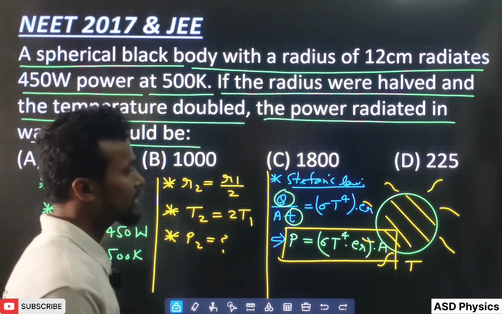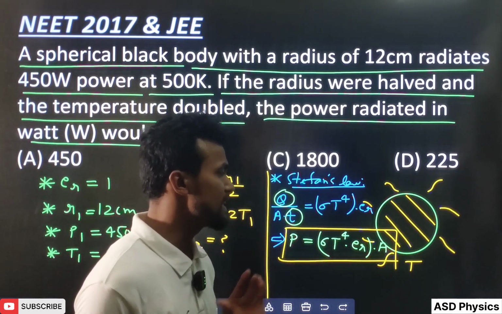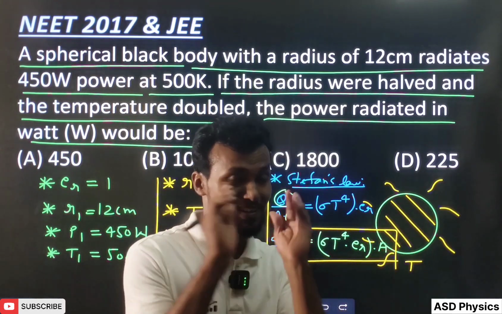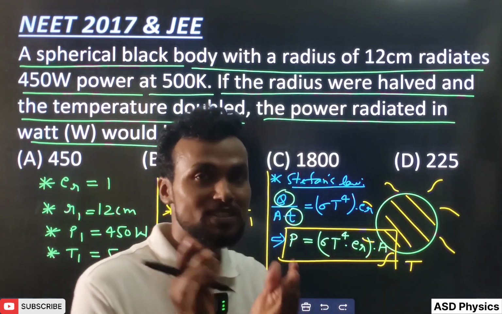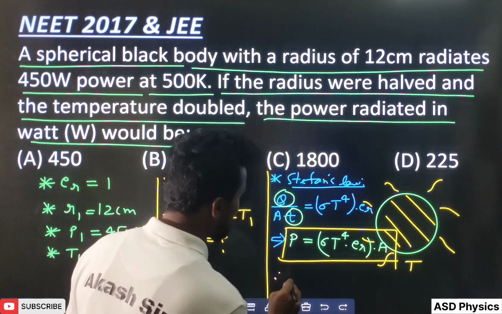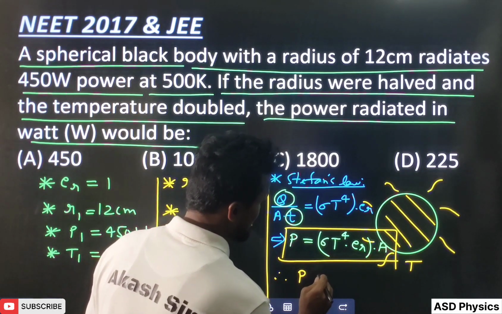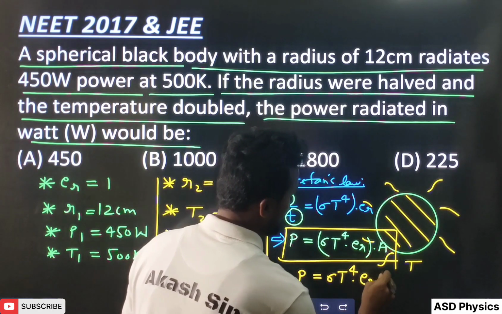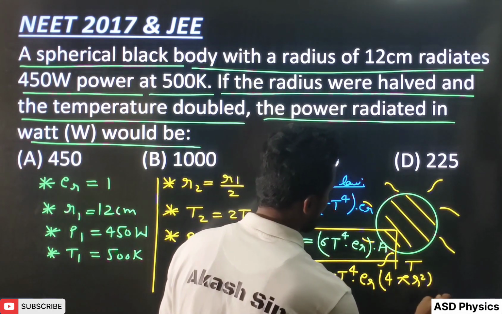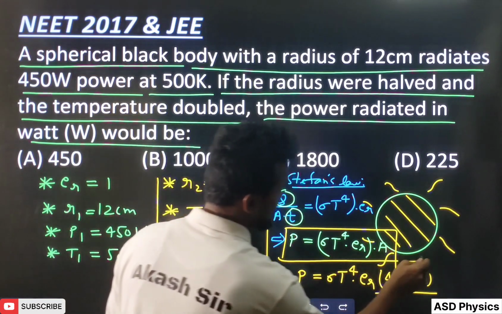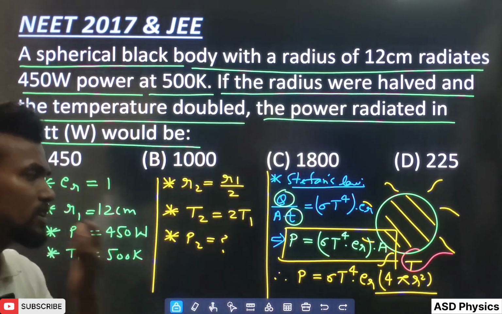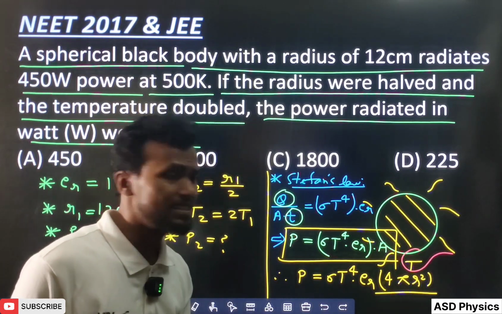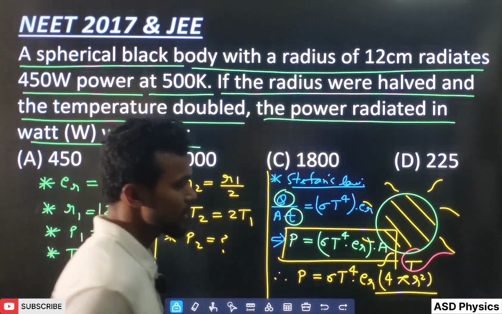Sigma is a constant and ER value is 1. And area of the sphere, not cross section, surface area, is 4 pi r square. So P is given by sigma T power 4 ER, and area 4 pi r square. Now what are the variables? Temperature is the variable and R is a variable. Other things we can consider constant, with the value of ER being 1.